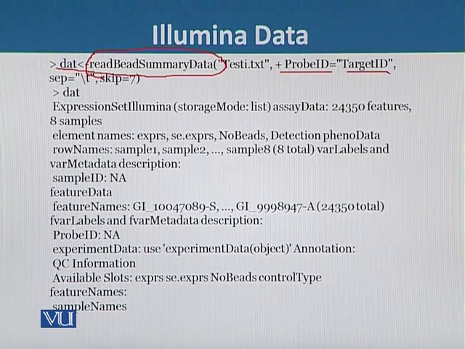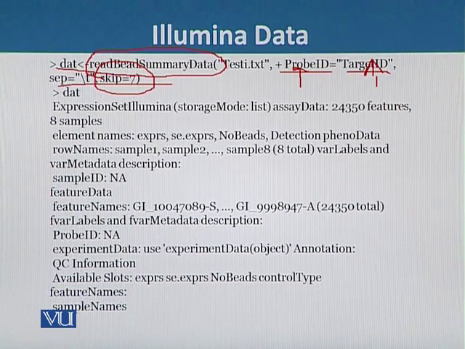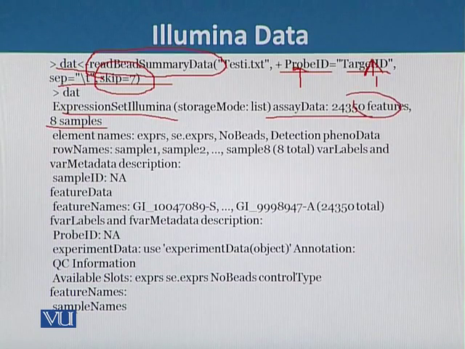I have told you that the target ID can be used as an identifier, and the probe ID means different probes are used for different genes to analyze the expression of the genes. And then we can use the term skip equal to 7. We will see what this is. So the expression set Illumina, the assay data has 24,350 features and a total of 8 samples. So the element names are present.